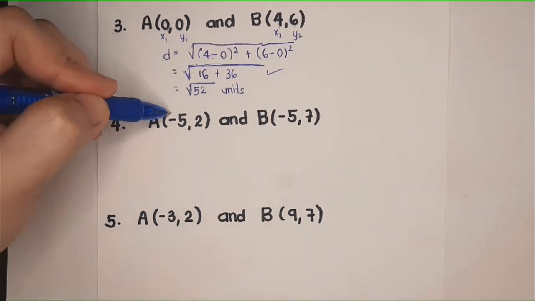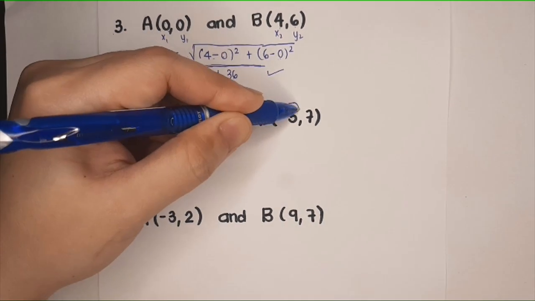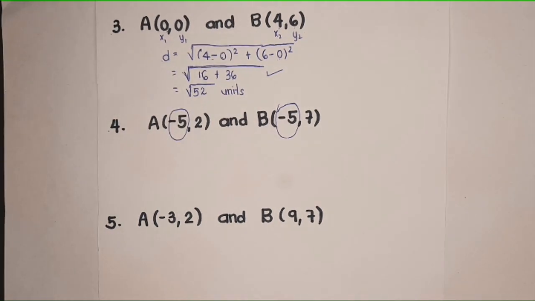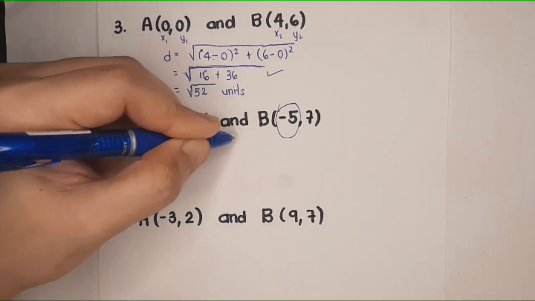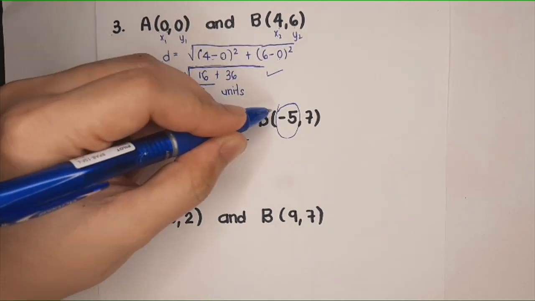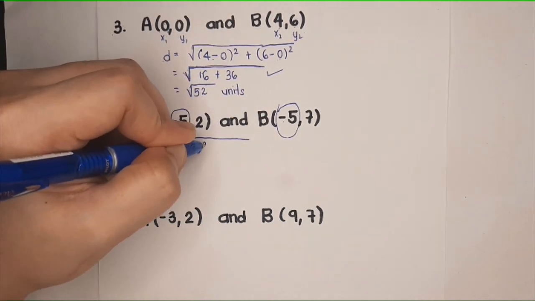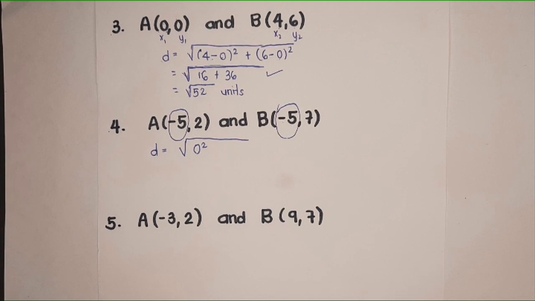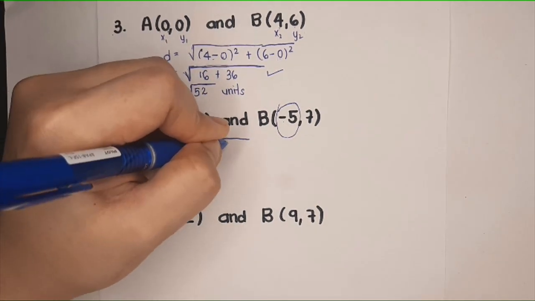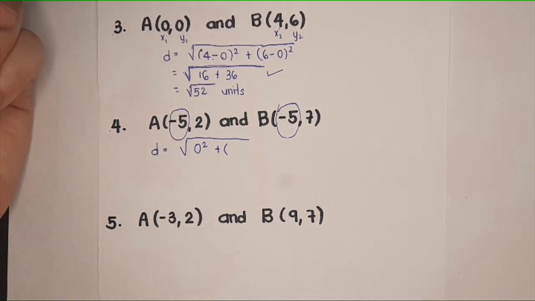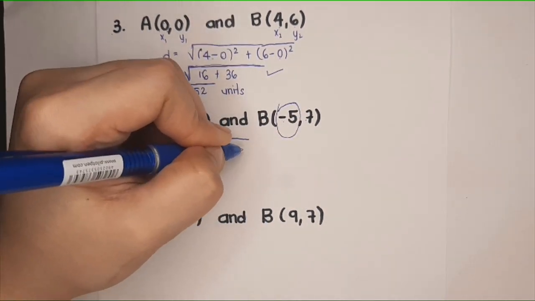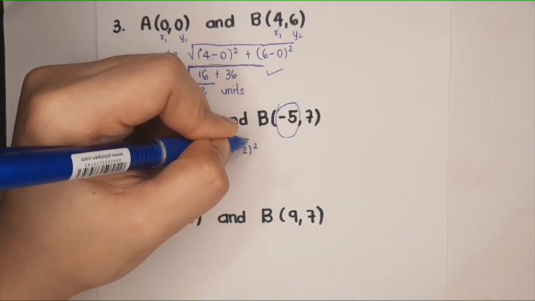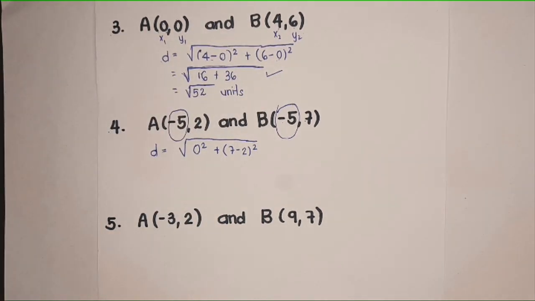Okay, meron na namang magkapareho. Ayan, okay? So, kapag magkapareho, diretso na agad kayo ha. Square root ng x coordinates na magkapareho. So, automatic, 0 squared. Okay? Plus, you get the difference of the y coordinates. 7 minus 2 squared. Okay?